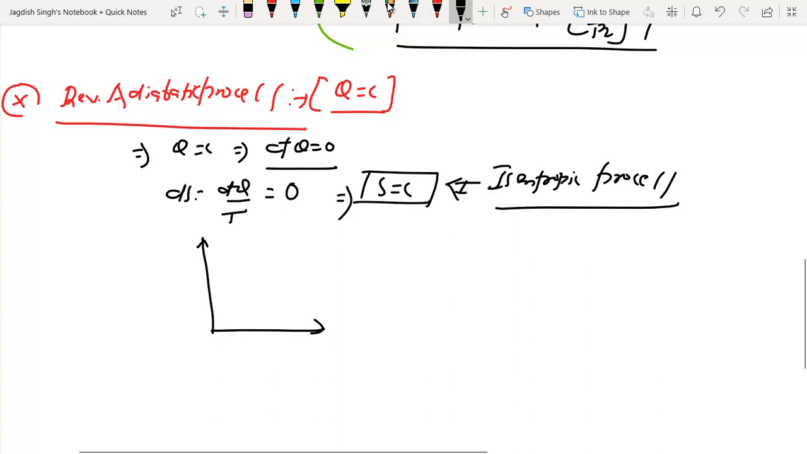On the PV plot we have already seen there are two processes. One is adiabatic expansion, another one is adiabatic compression. In compression we already have the same concept. Whenever gas is expanded, volume will increase. Okay, we can see it on the TS plot.